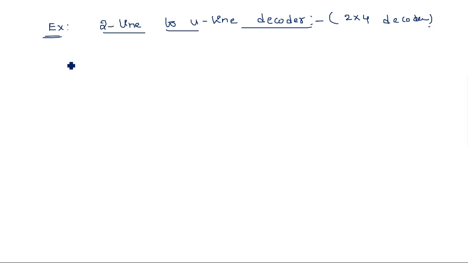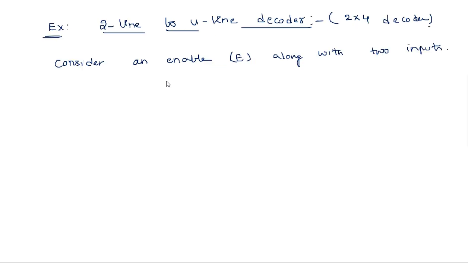Consider an enable pin E along with the 2 inputs. So what is the purpose of the enable pin?